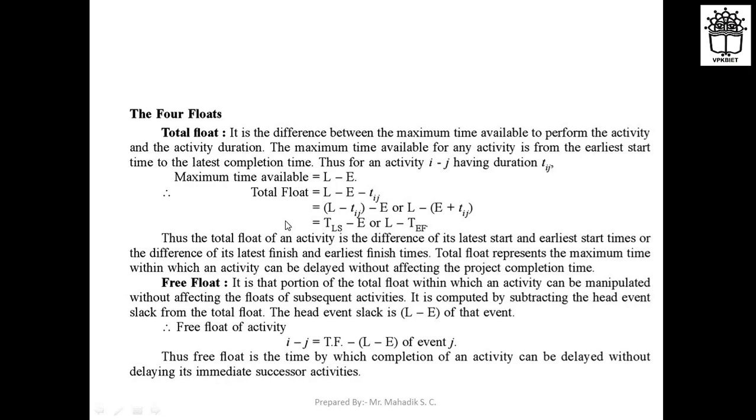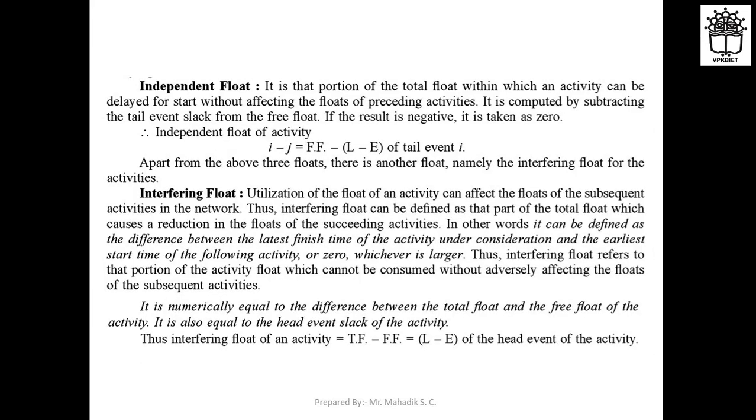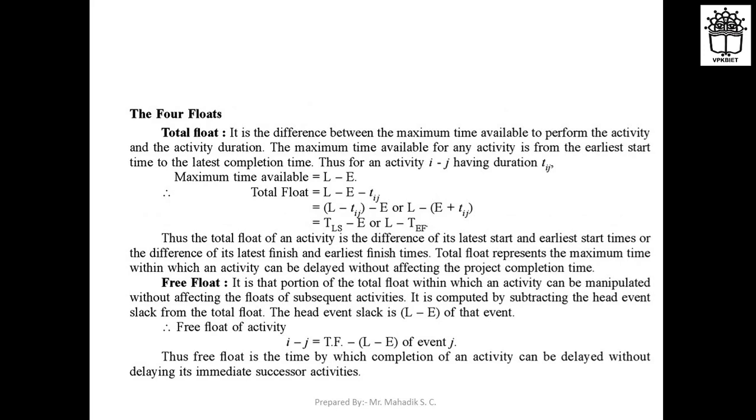So let us see what are the different types of floats. There are basically 4 floats: total float, free float, independent float, and interfering float, right? So total float is what? It is the difference between the maximum time available to perform the activity and the activity duration. The maximum time available for an activity is from the earliest start time to the latest completion time, right?